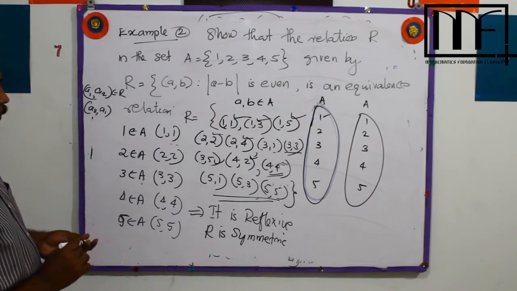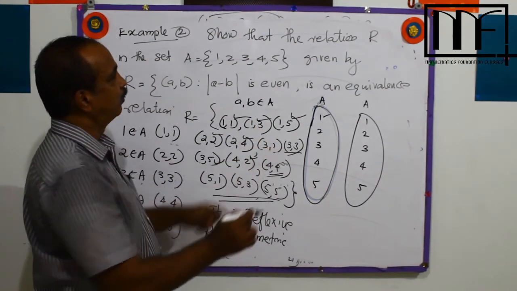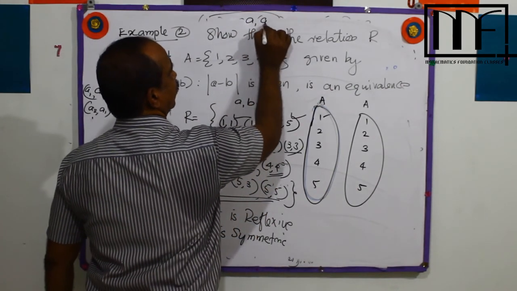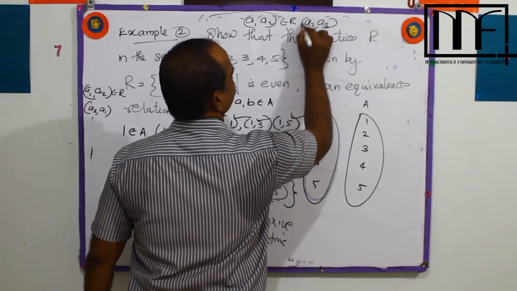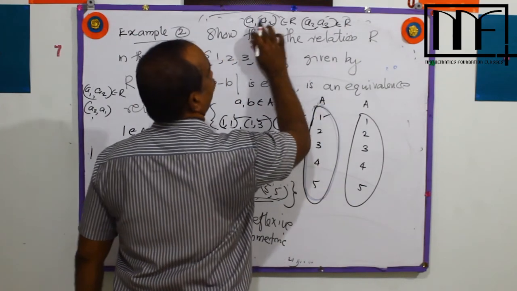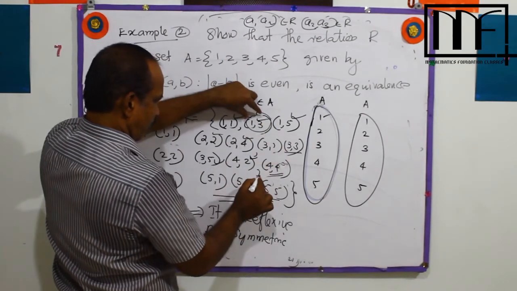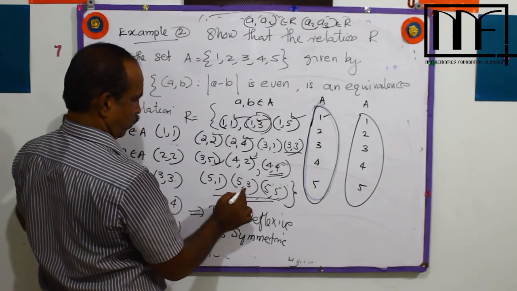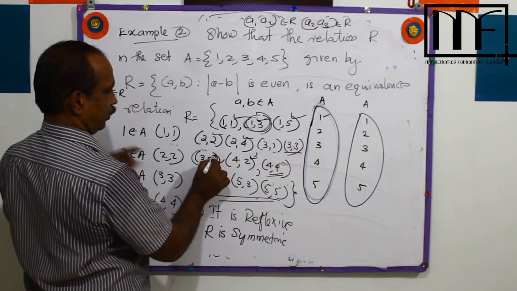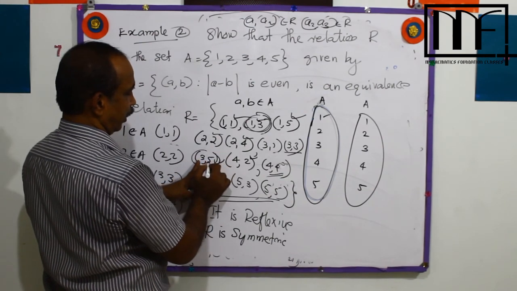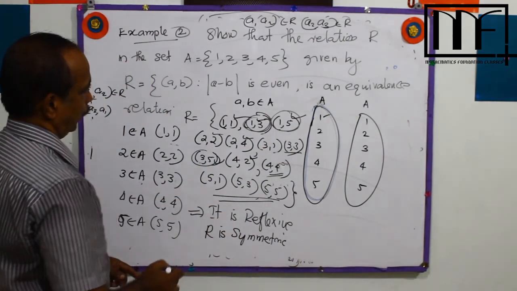Next one is transitive. What is the rule of transitive? If A1 A2 belongs to R, and A2 A3 belongs to R, then you will find A1 A3. For example, 1 3 is there, 3 5 is there, so 1 5 also must be there. You will find 1 5 here, okay, 1 5 is there.